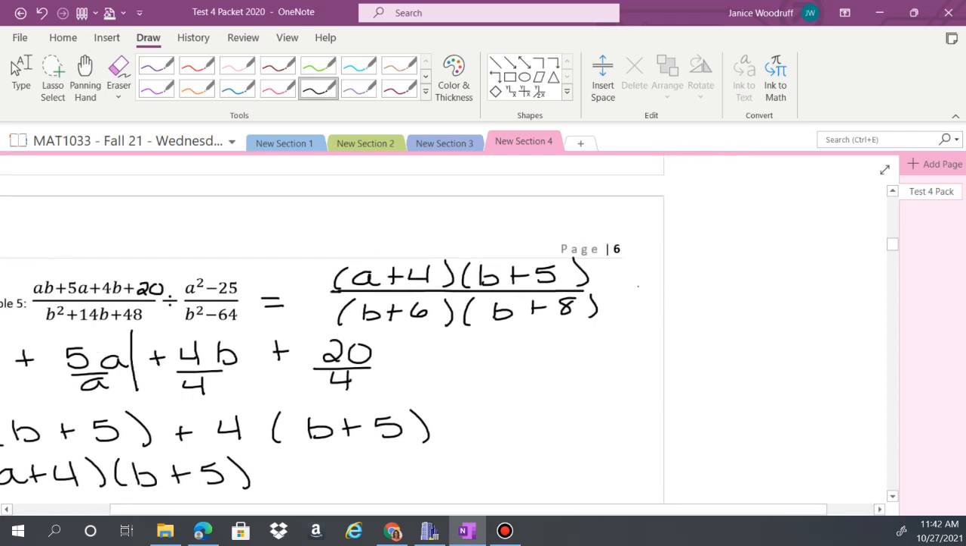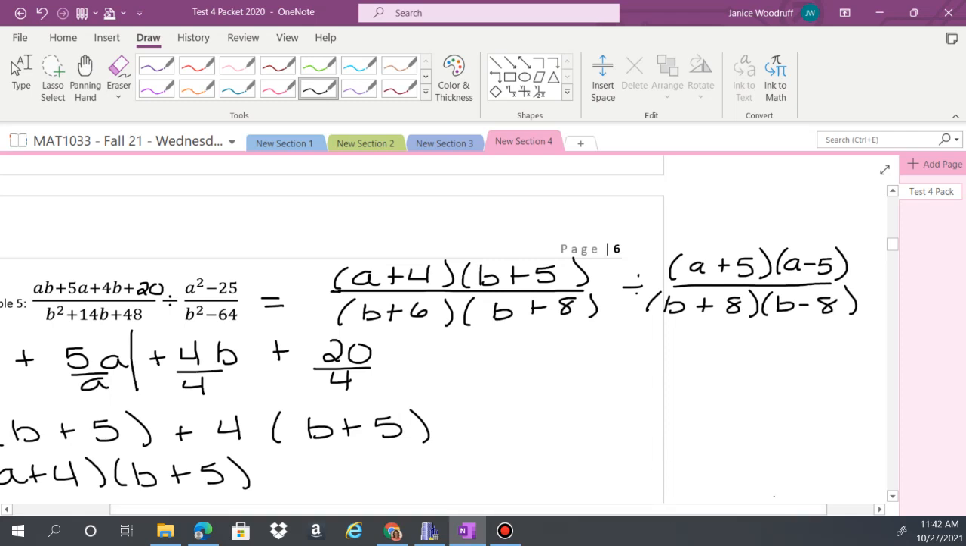All right, and then we are dividing by a squared minus 25. That's that special one where the middle term cancels out. What is that going to be? Plus and minus 5, a plus 5, a minus 5. B squared minus 64. 8, yeah, b plus 8, b minus 8.